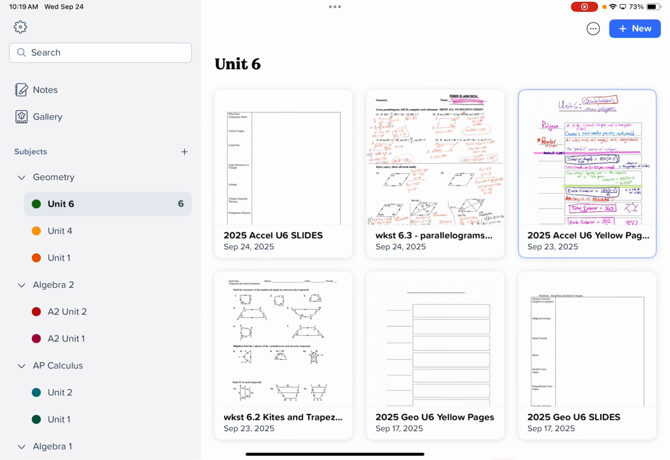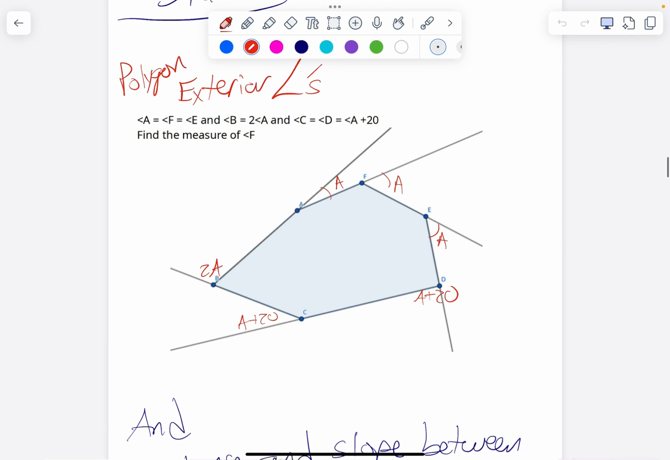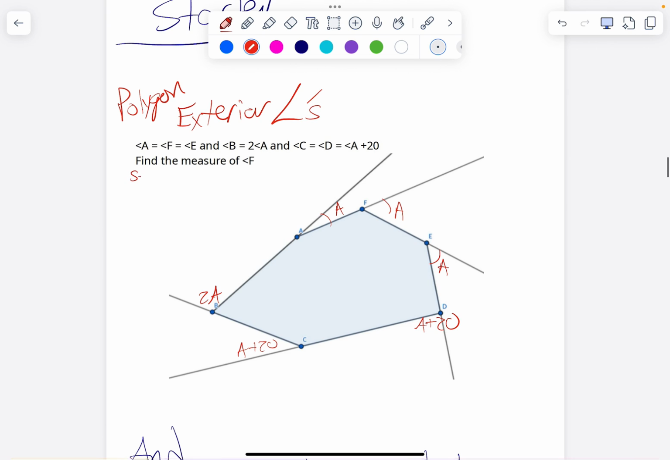Total exterior is always 360. So that's the one we're looking at for this. Sum of the exterior, or you could say exterior sum, total, I don't care which one you use, but that's the one we're using. So we know it's 360 on the right. On the left, we just add the angles up. 1, 2, 3, so that's 6 angles: A plus A plus A plus 2 of the A plus 20s, and then a 2A.